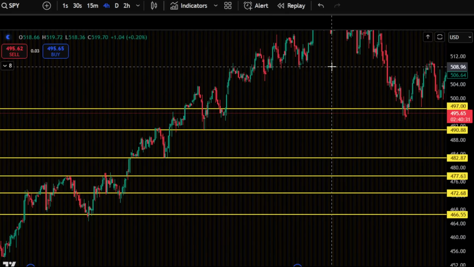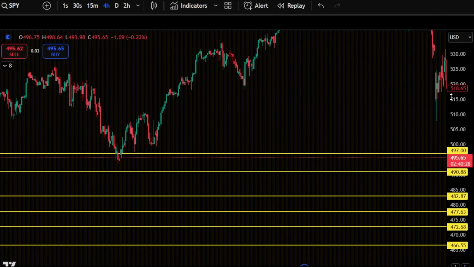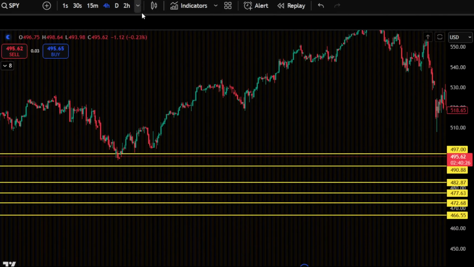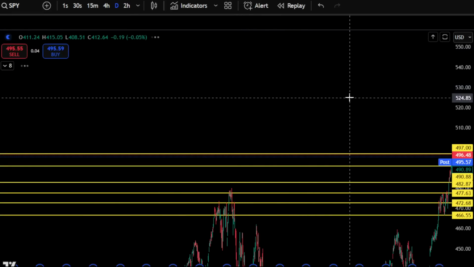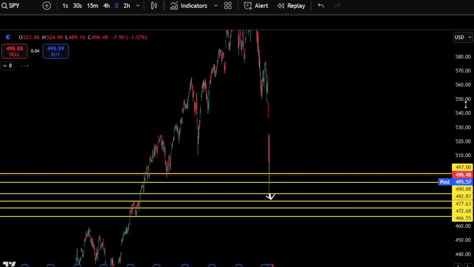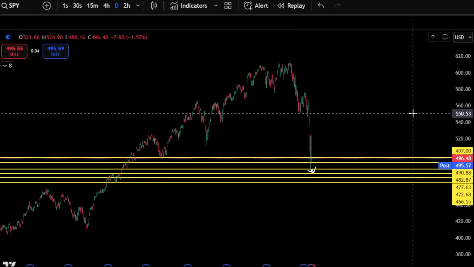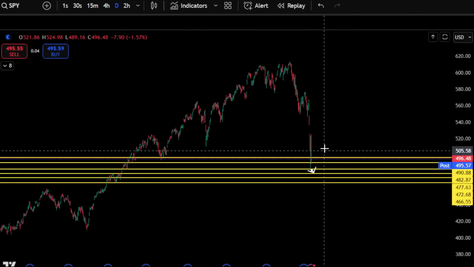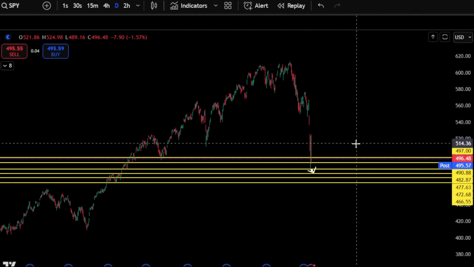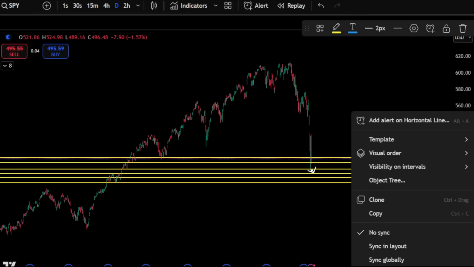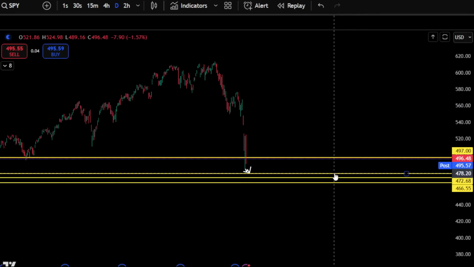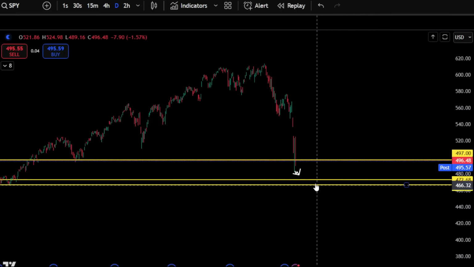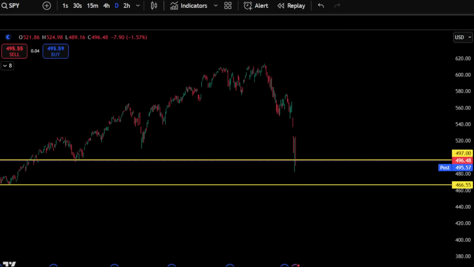So again, just to add everything up, right? 2-hour I'm using for my entries. 4-hour I'm marking my levels as I go. Daily I'm marking the most important levels on my charts. Why? Because daily has the strongest levels. And it's really that simple, guys. It's nothing complicated at all. Now, when it comes to the daily time frame, this is another way you can build confidence. Like I said before, the higher the time frame, the stronger the level.